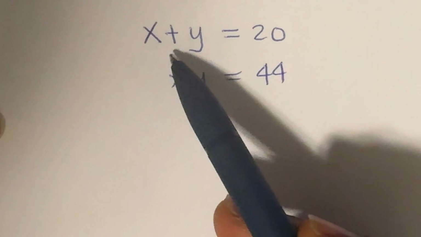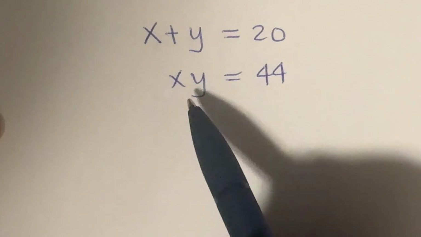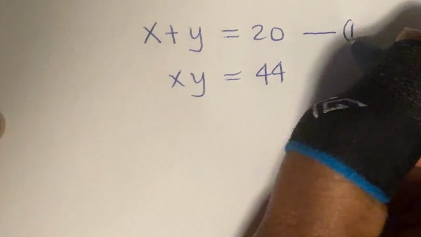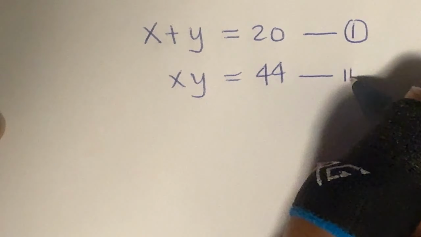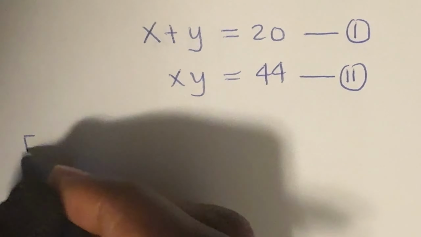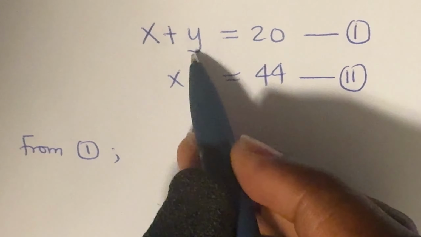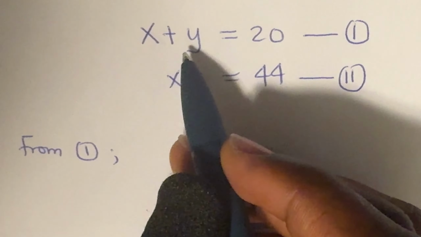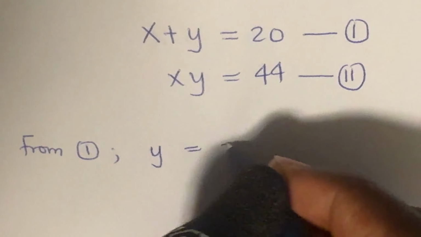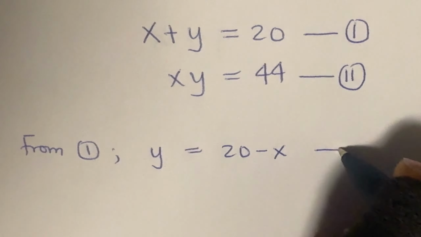Let us find the value of x and y in this problem. x plus y is 20, xy is 44. I'll call this equation 1 and this equation 2. Now from equation 1, we can see that if we make either of the variables subject of formula, for instance, if we make y subject of formula, we get 20 minus x. I'm going to call this equation 3.